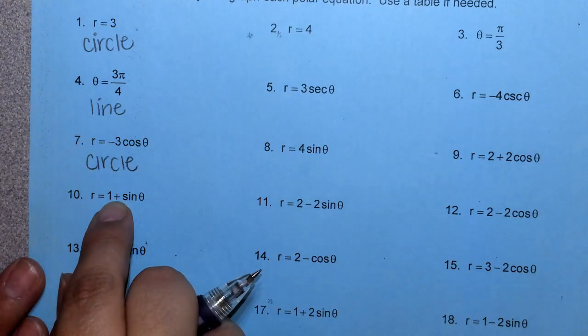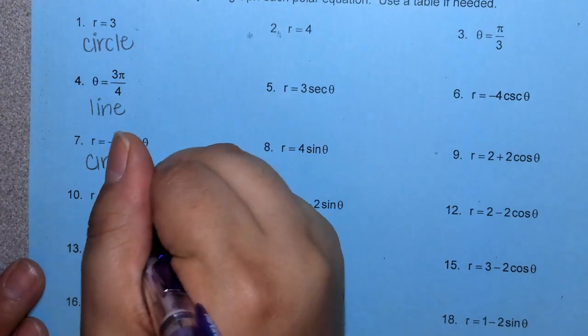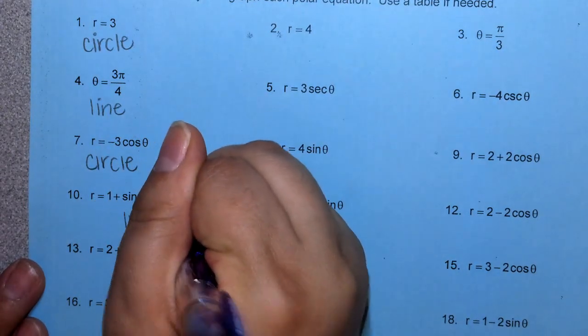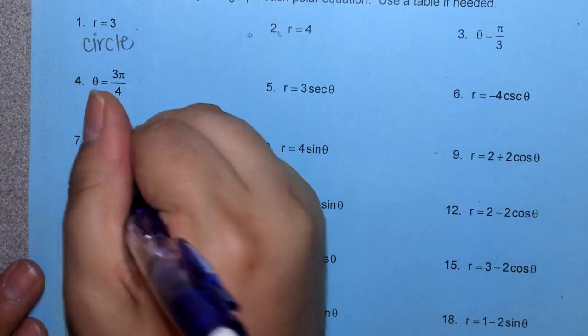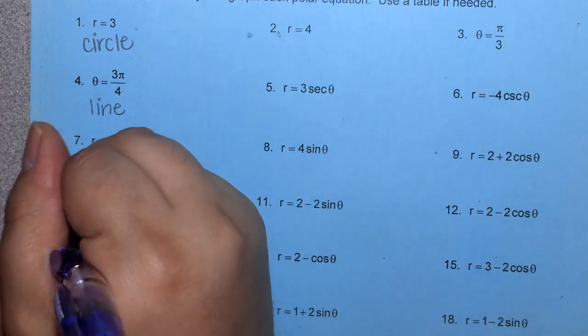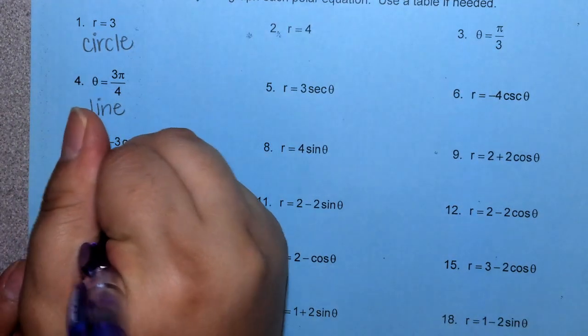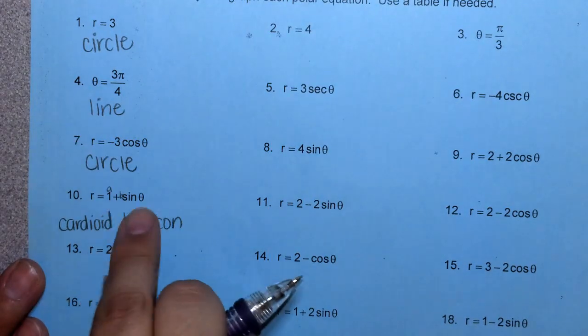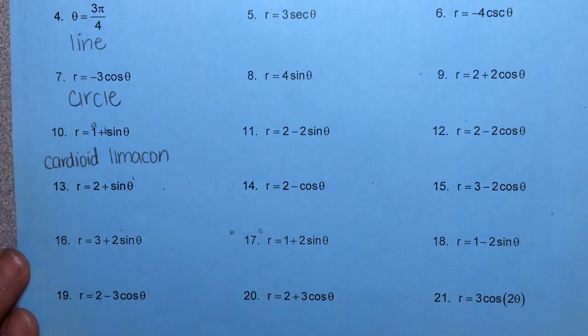Okay, what if I give you a plus or minus? It's a limaçon, but what kind? Here's my A, here's my B. It's a cardioid. Why is it a cardioid? They're the same. They're both 1. Do y'all agree with that?